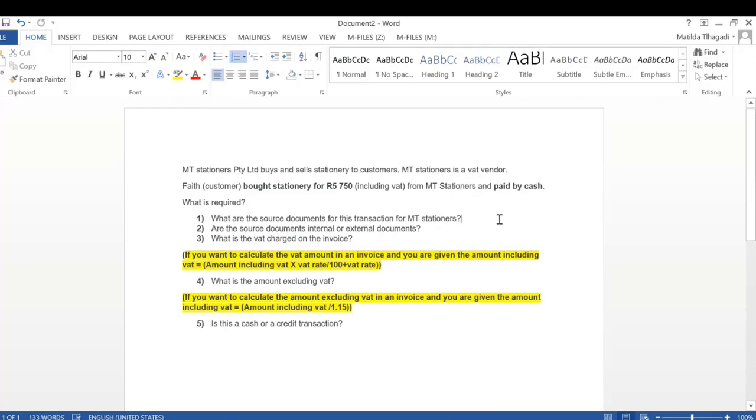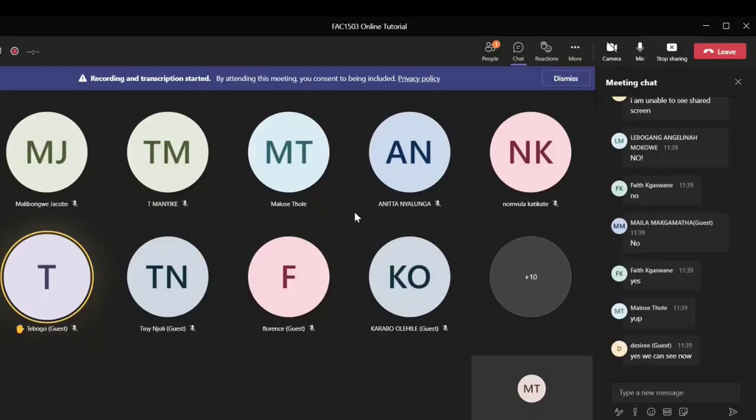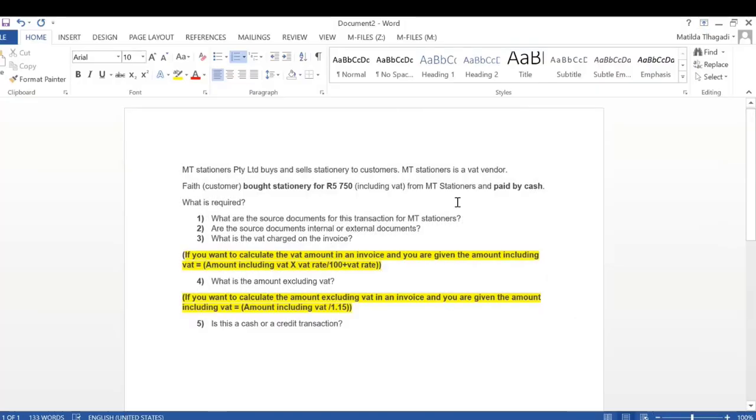I think Maluse answered me. The first source document will be a tax invoice. Is it an original or a duplicate tax invoice? Maluse, I think you said a tax invoice. My question is, is it an original or a duplicate tax invoice? It will be a duplicate because the original would have been taken by the customer. Well done. So it will be a duplicate tax invoice. Why a duplicate? Because as a business, we would have issued the original tax invoice to Faith.